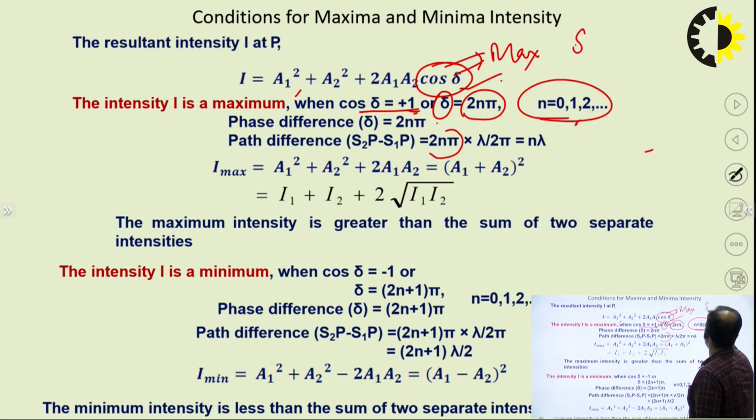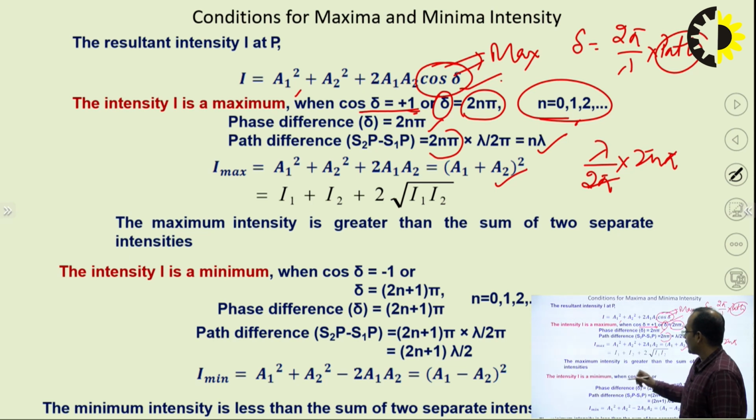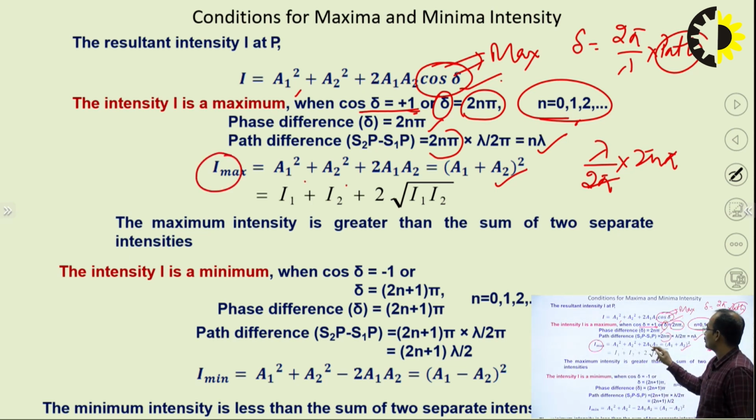So I have written here delta is equal to 2 pi by lambda into path difference. So we have to calculate here the path difference. So path difference will be equal to lambda by 2 pi into this 2n pi. So 2 pi will be cancelled out. So it will be equal to n lambda by 2. So we can find the maximum intensity. I maximum will be equal to A1 square plus A2 square plus 2 A1 A2 cos delta, which is 1. So you will get here A1 plus A2 whole square.